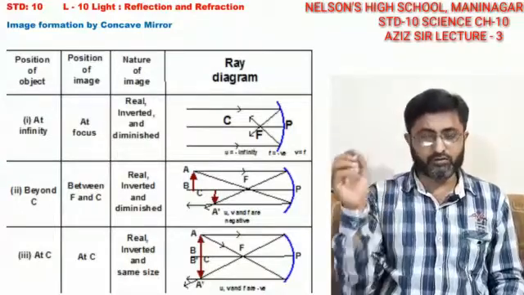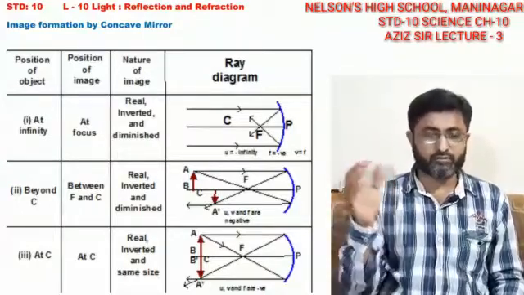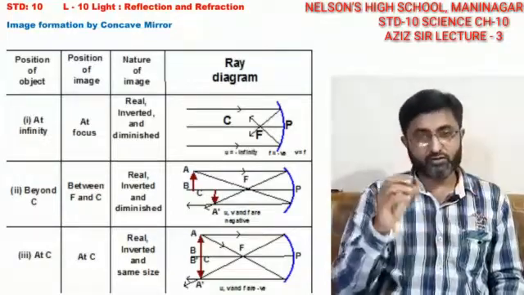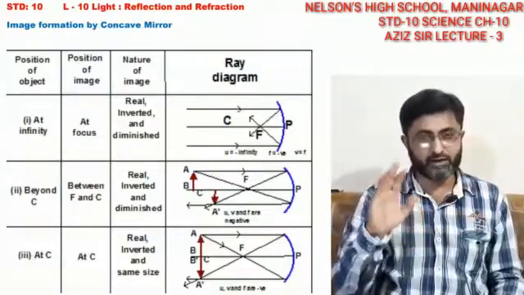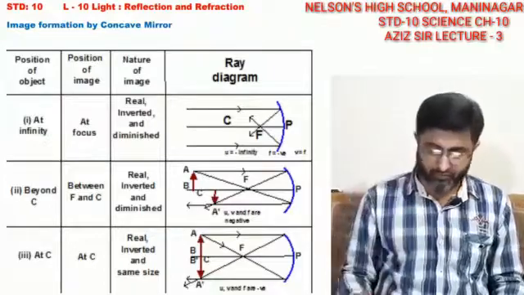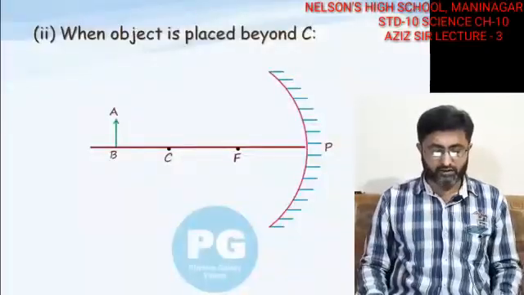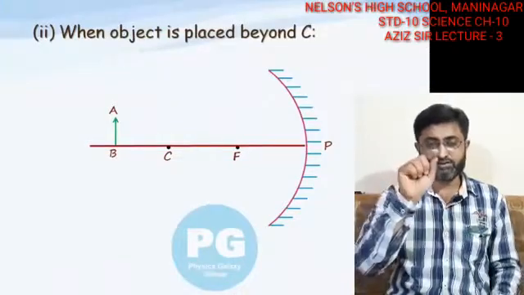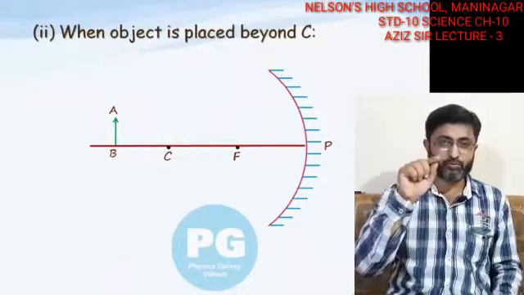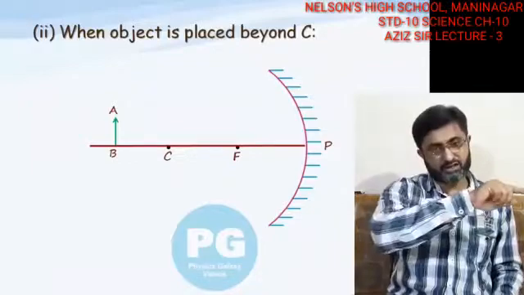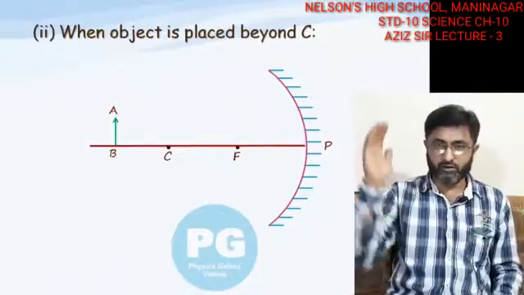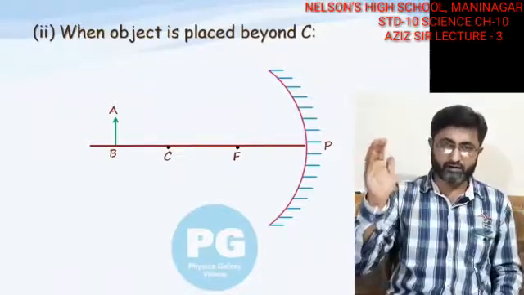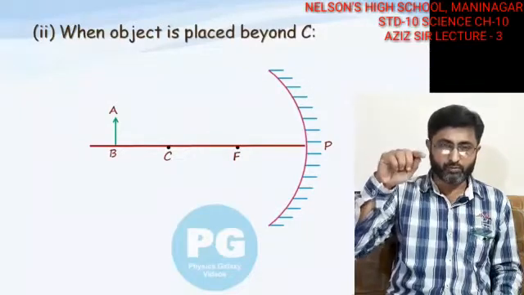So the object is at infinity, and the image position will be at the focus. Now the second one is beyond C. This is the point C that you are seeing, and beyond C. That means first is on the concave mirror, it is a focal point.